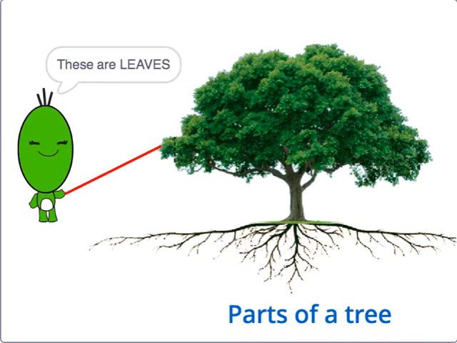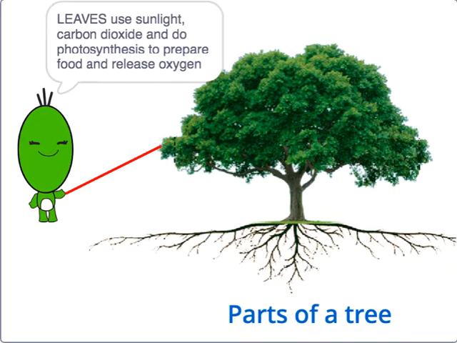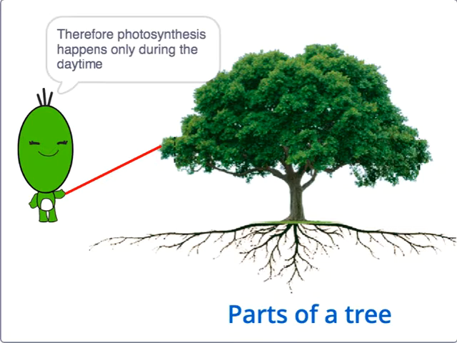These are leaves. Leaves use sunlight, carbon dioxide, and do photosynthesis to prepare food and release oxygen. Therefore, photosynthesis happens only during the daytime.